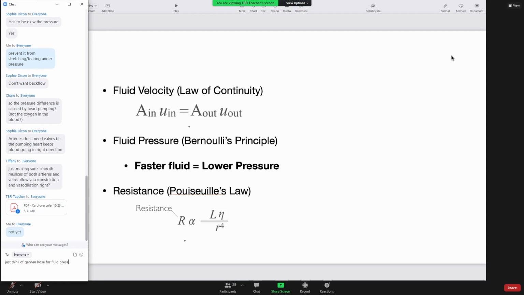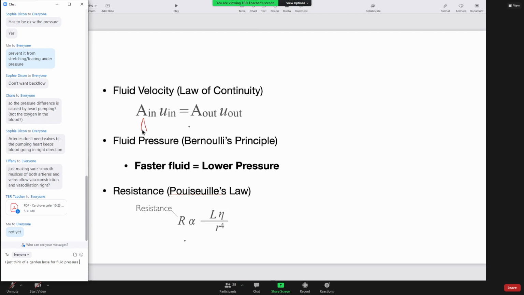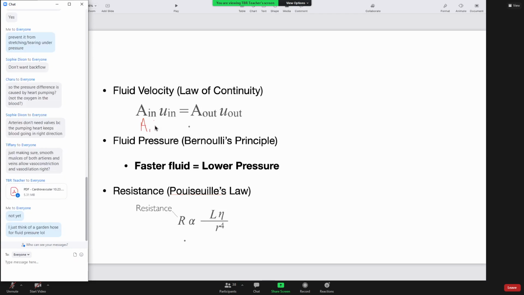What determines fluid velocity is the law of continuity. So this is A1 times V1. I'm going to draw it. A is the cross section of the tube. These are all tubes, right? We're in tubes within a tube. It is the blood vessels. So we're talking about different size tubes here. So the cross section of tube 1 times the velocity of the fluid in tube 1 equals the cross section of tube 2 times its velocity. So that is the equation. It's the law of continuity.